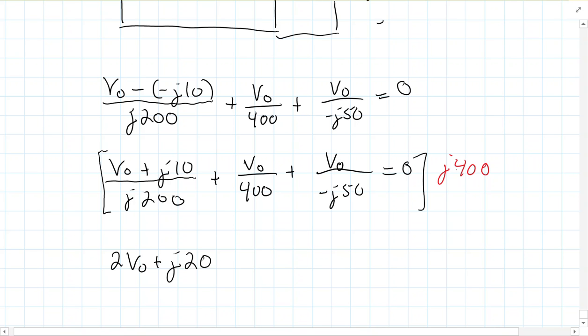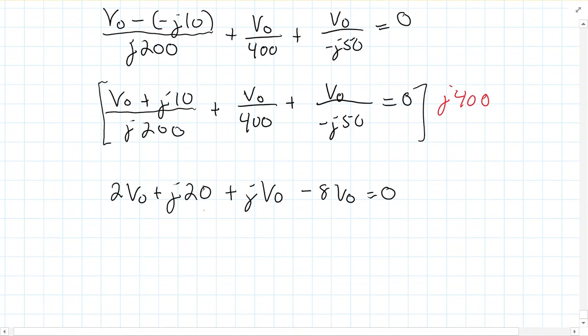So let's double check. j400 divided by j200 is 2. V out plus 20, j10 then, yep. j400 divided by 400, of course, is just j. And then j400 divided by negative j50, well, I still have the negative there, and I'm just using a calculator here to make sure I don't make a silly arithmetic error as I'm prone to do. We'd have minus j, nope, there's no j, made a mistake, the j's cancel. It would just be minus 8 V out is equal to 0.